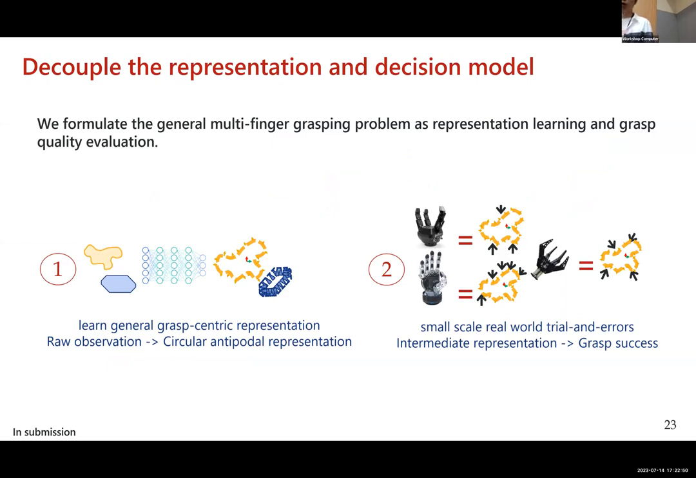However, we propose to decouple the representation and decision model. For the first step, we found a general grasp-centric representation, which we call the circular antipodal representation. We directly learn a mapping from raw observation to this representation, and this step can be trained on our previous GraspNet-1Billion dataset. For the second step, we just learn a mapping from this intermediate representation to the grasp success. Since only a small amount of training data is needed, we can collect data directly in the real world.